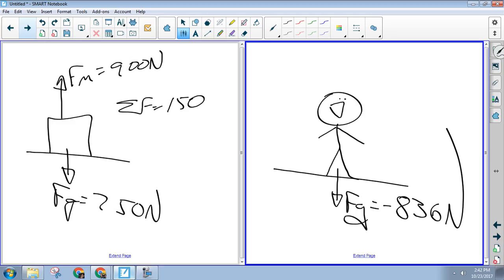Sorry, I realized I glossed over something. Let's talk about bathroom scales for a minute. That's a weird statement, am I right? Okay, here's the deal, you guys. Bathroom scales don't measure your weight. They measure normal force.